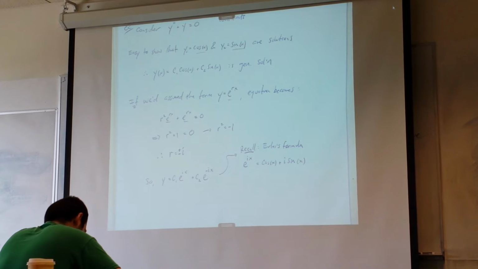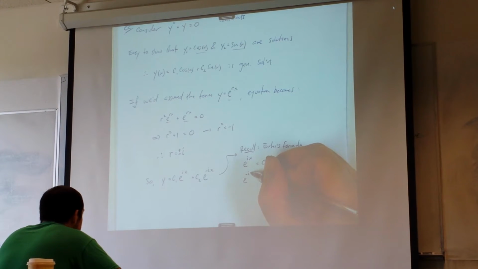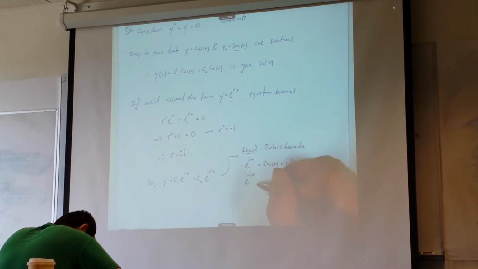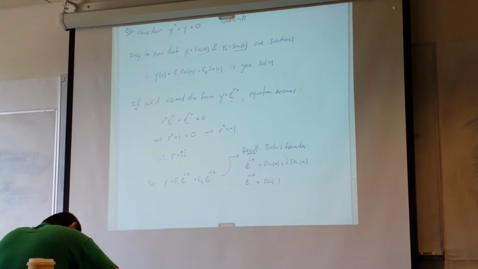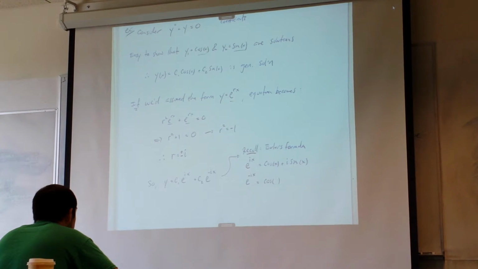Therefore, e to the negative ix, and we could just keep the i part out and think of it as i times negative x, would be cosine negative x. But cosine is an even function. Cosine negative x is the same as cosine of x. So that negative just gets absorbed.